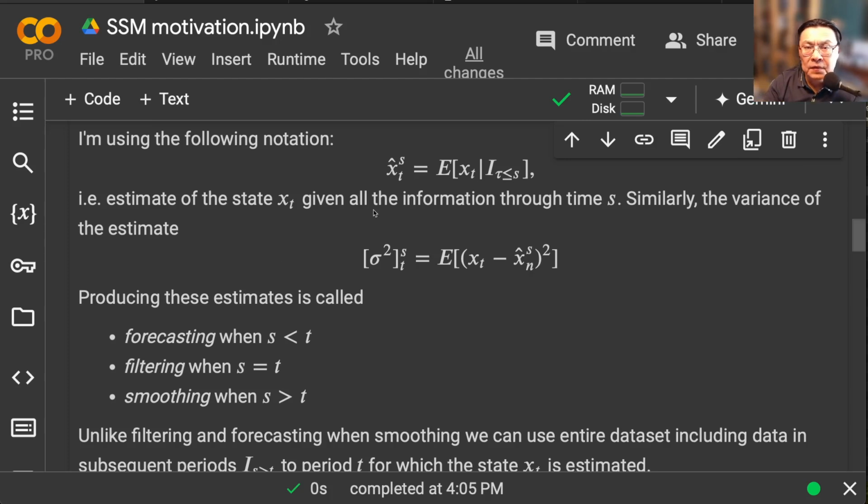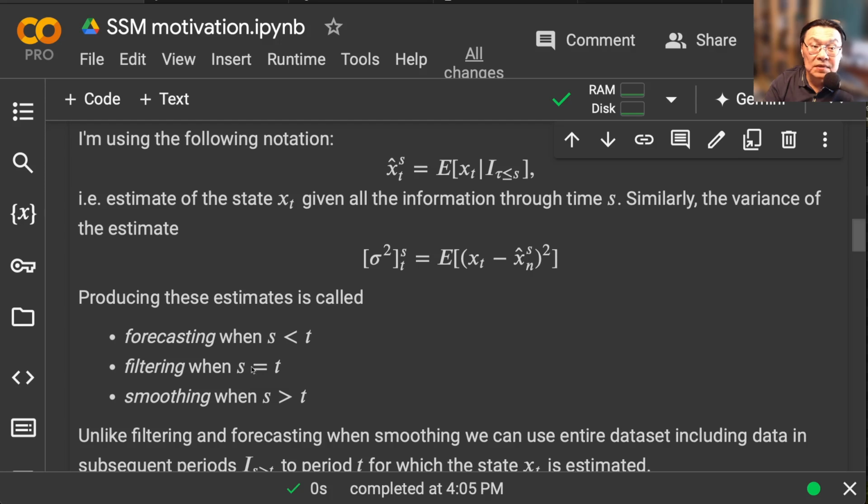And the other thing: in the Kalman filter we will be estimating this hidden state, but we're also interested in the variance of this hidden state, and we will mark it as sigma square s,t with the same indices. So this is a variance. You can see that we look at our estimate minus the true state, which is not observable, so we're looking at this variance. Now when we produce these estimates with s less than t, meaning we're using information from the past to predict the future, it is called forecasting.